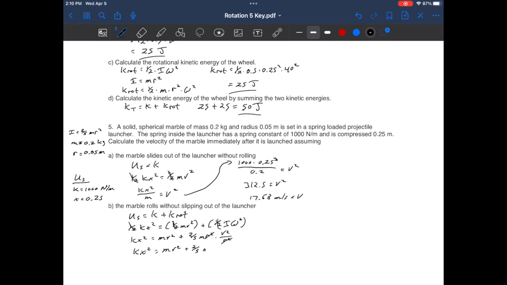Well, I've got 1 mv squared and I've got 2/5 mv squared. I pretty much have 7/5 mv squared. I'm trying to solve for v, so I'm going to multiply both sides by 5/7 to get rid of the fraction on the other side. Multiply both sides by 5 and then divide by 7 to bring the fraction over. You get 5/7 times kx squared over m is equal to v squared.